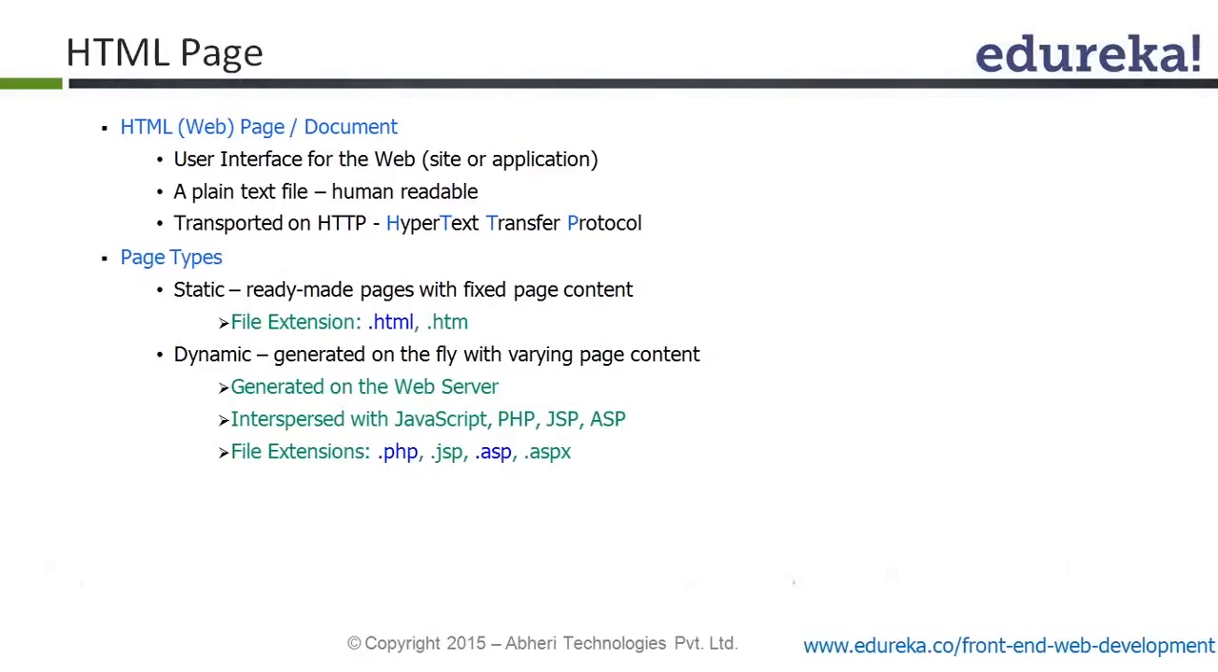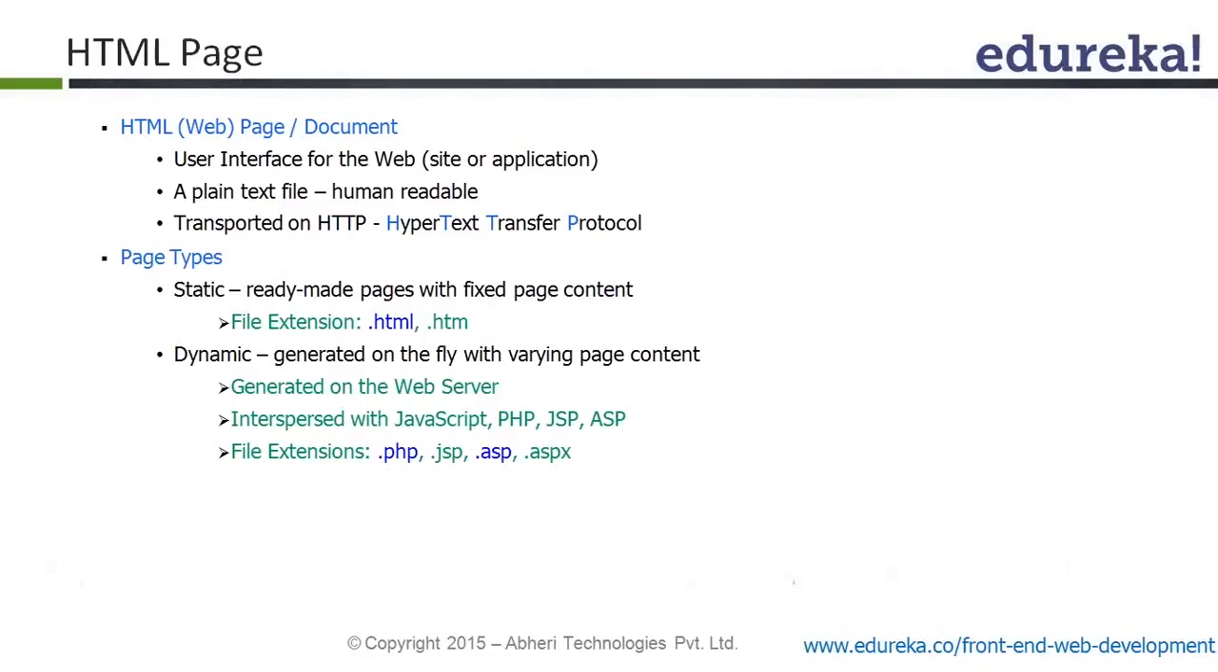So since each user will be seeing most probably different content, that's why it is called a dynamic web page. Dynamic in the sense it is generated on the fly. When you send a request to the web server, it will create it then and there at that moment, and it will send it to you.